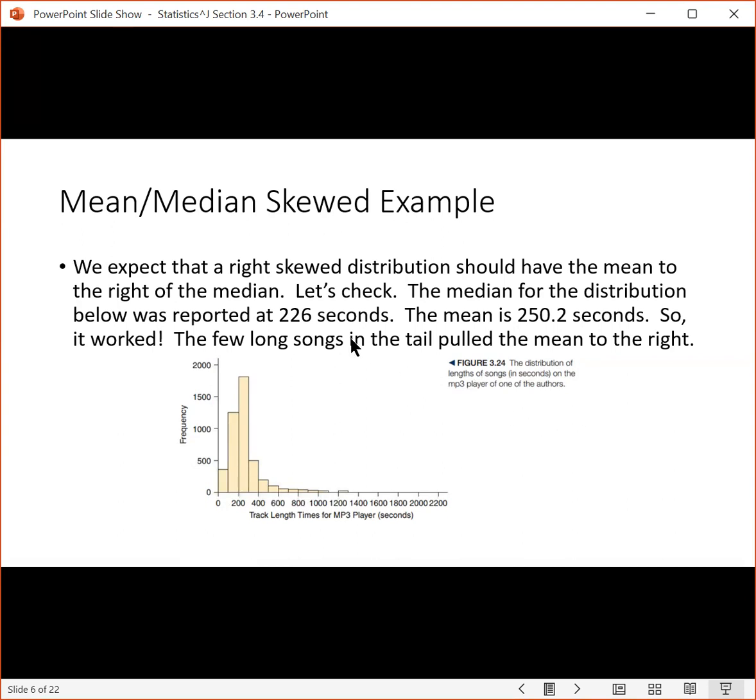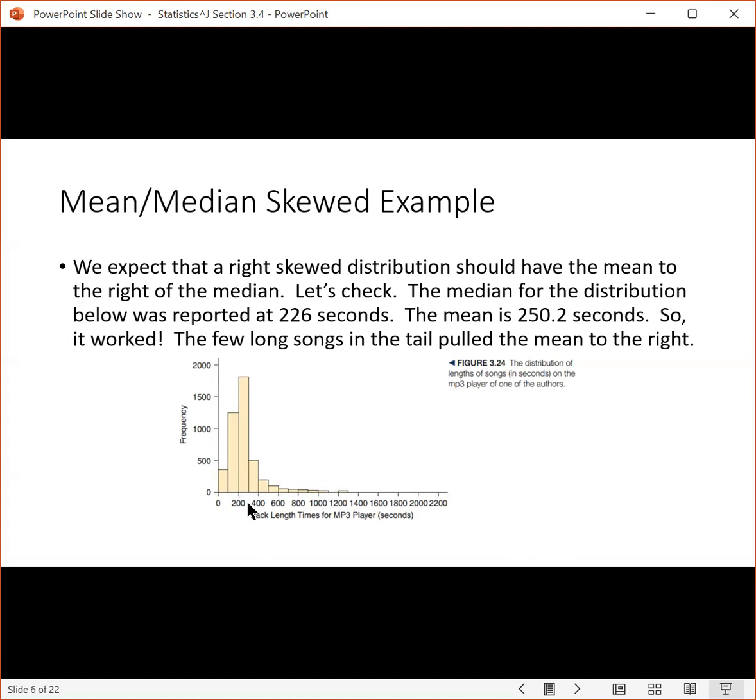The few long songs in the tail pulled the mean to the right. The idea is that the mean is the balancing point of the distribution. You may recall that from a previous video. All of these observations that are off to one side, in order to balance with those, you have to move the mean over to that side. So you move the mean in the direction of the tail. That is what's needed in order to keep the mean as the balancing point.